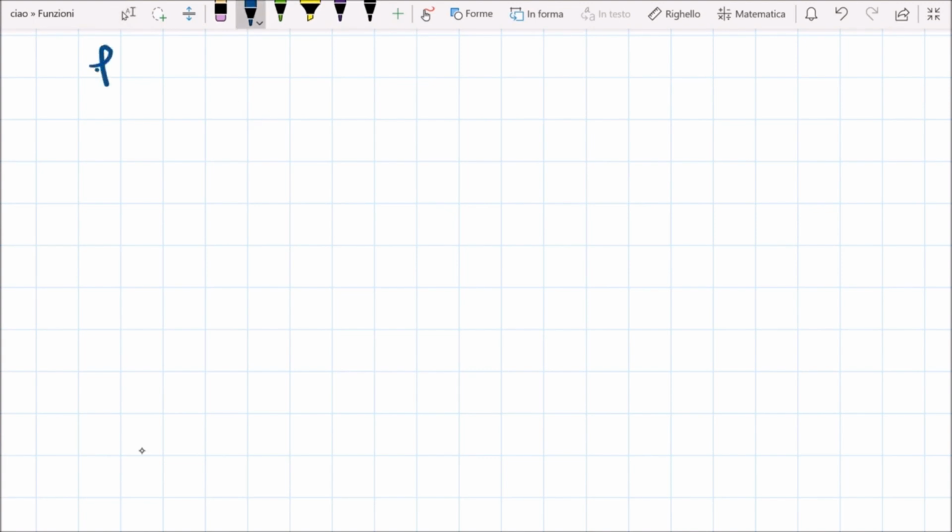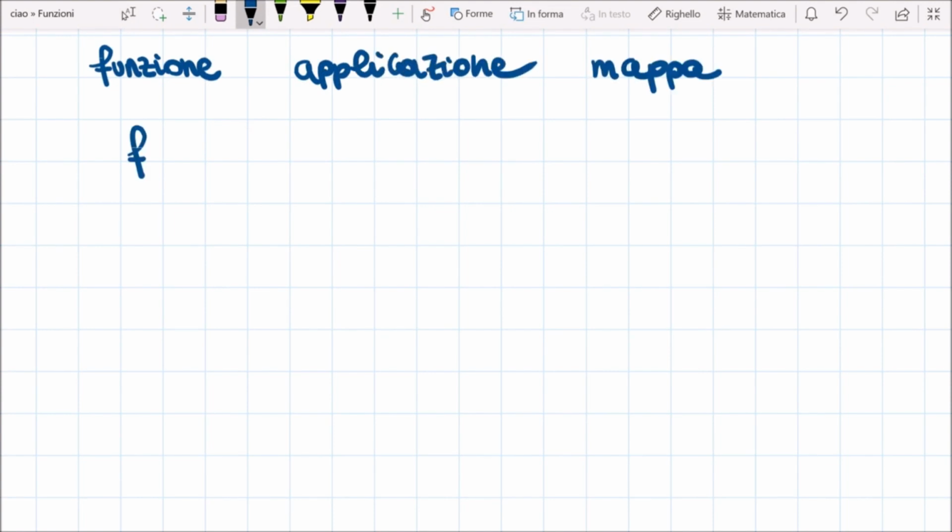First of all, let's ask ourselves if functions have synonyms. Yes, functions can also be called applications or maps. Then, how do we indicate a function? We can use any letter of the alphabet. Perhaps F, to remind us that we're talking about a function by using its initial. Alternatively, we can use letters like A, B, G, H, or even Greek letters like alpha, beta, gamma, and so on.